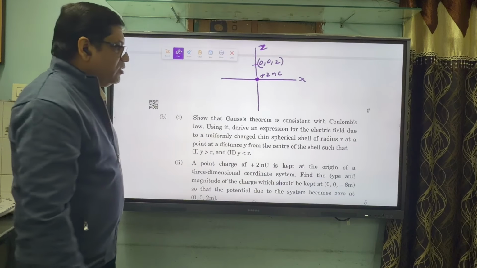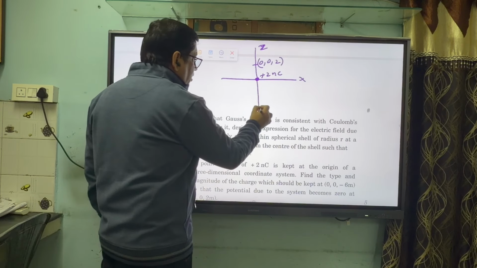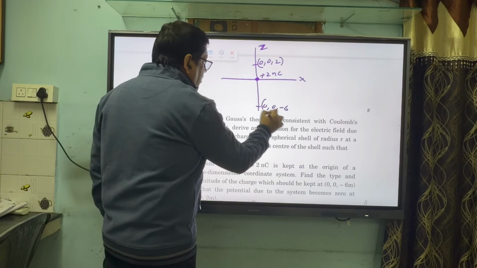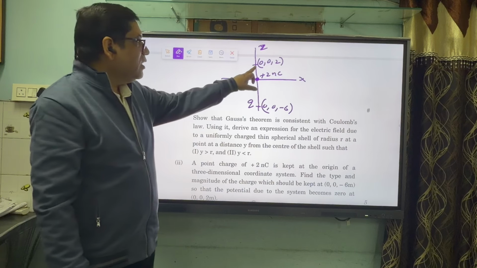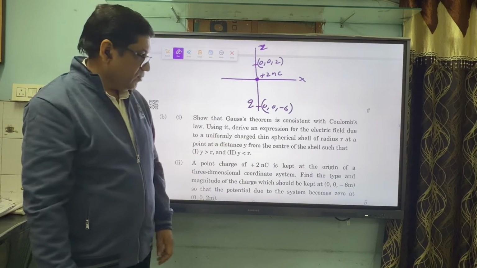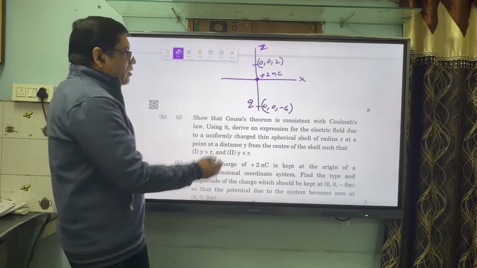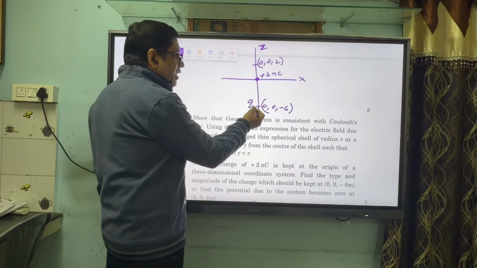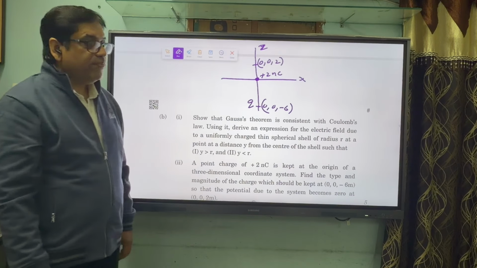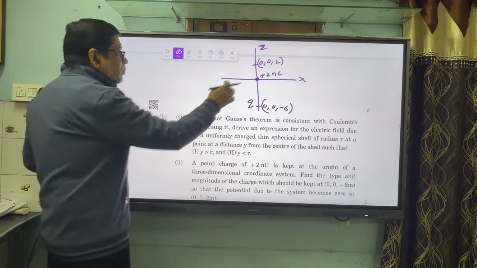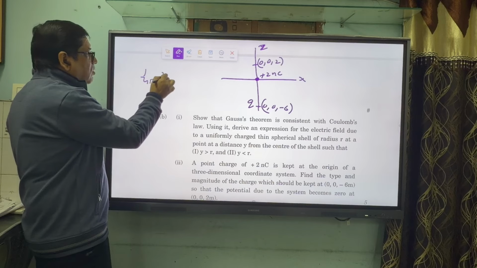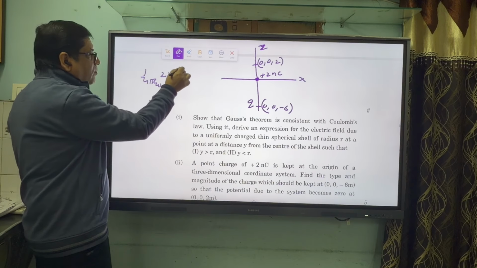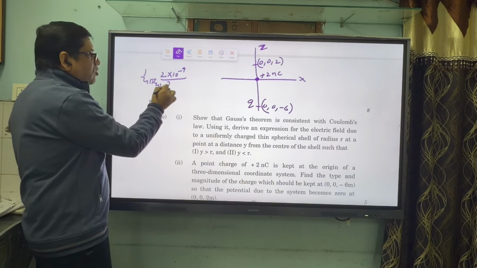And there is another point (0, 0, minus 6). How much charge Q should be placed here so that the potential at this point becomes 0? Obviously, since the given charge is positive, this one has to be negative, only then will the potential be 0. So we find what the potential due to this charge is: 1 by 4 pi epsilon naught times 2 nanocoulomb divided by the distance, which is 2 meter.